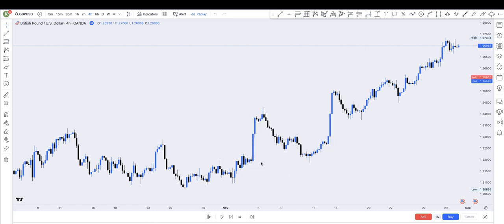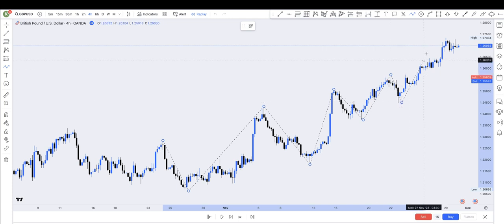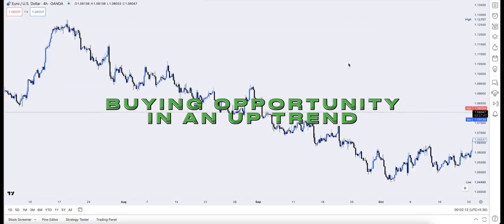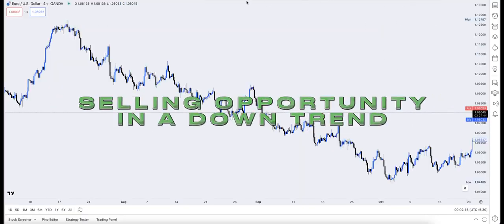So when you look at this chart over here, you can see that price is moving in an uptrend, and we have this high here. We have this high here, we have this low here. Price moved up to form a higher high. We have a higher low, higher high, higher low, higher high, and so on. So what are we going to look for? We are going to look for buying opportunities in an uptrend. And in a downtrend, we look for selling opportunities.